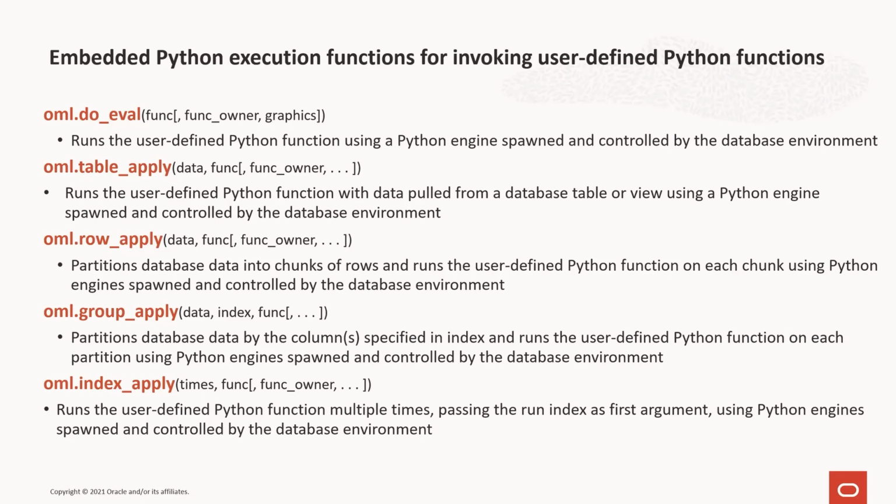GroupApply also enables data parallelism. It partitions database data by the column or columns specified by the index parameter and runs the user-defined Python function on each partition using one or more Python engines. Lastly, IndexApply enables task parallelism. It runs your user-defined Python function the specified number of times, passing the index value as the first argument to your function, using one or more Python engines as specified in the parallel argument.